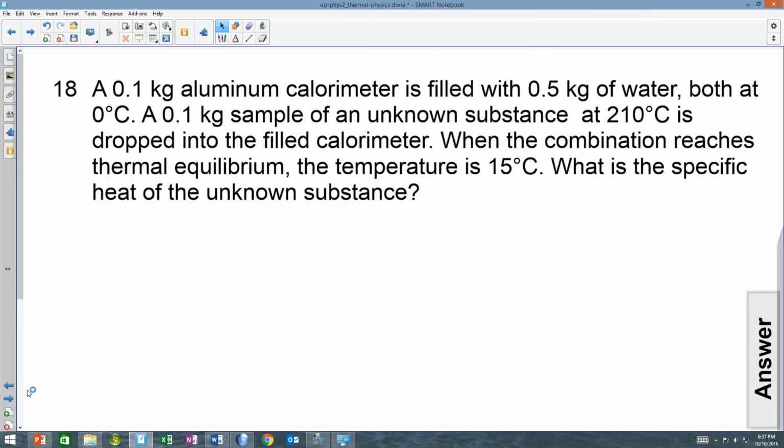Okay, so now we're going to go ahead and do another problem. We have a 0.1 kilogram aluminum calorimeter. It's filled with 0.5 kilograms of water, both at 0 degrees Celsius. We take a 0.1 kilogram sample of an unknown substance, which is at 210 degrees Celsius. It's dropped into the filled calorimeter. When the combination reaches thermal equilibrium, the temperature is 15 degrees. In this case, now we want to solve for the specific heat capacity of the unknown substance. Go ahead and pause the video now.